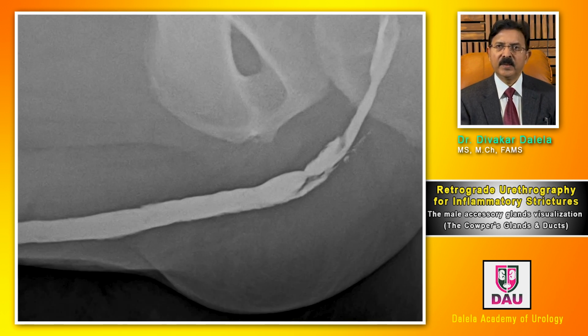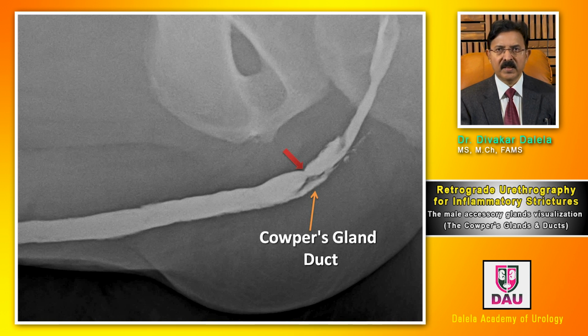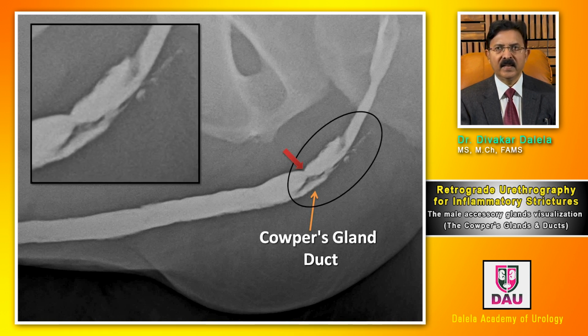Now here is a urethrogram of a patient who has inflammatory urethral stricture, and it is here where the stricture is located, and you will see the Cowper gland duct. The orifice is located distal to the stricture. If you zoom this encircled area, then you will see it something like this: a dilated duct opening distal to the stricture.